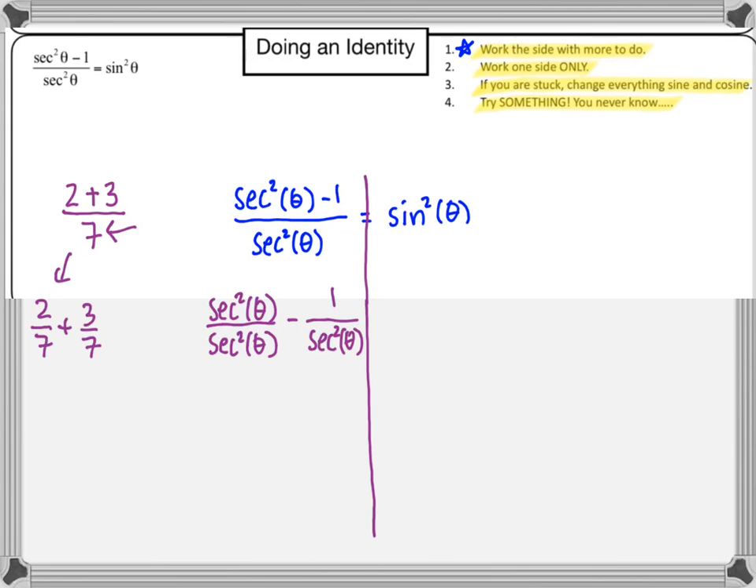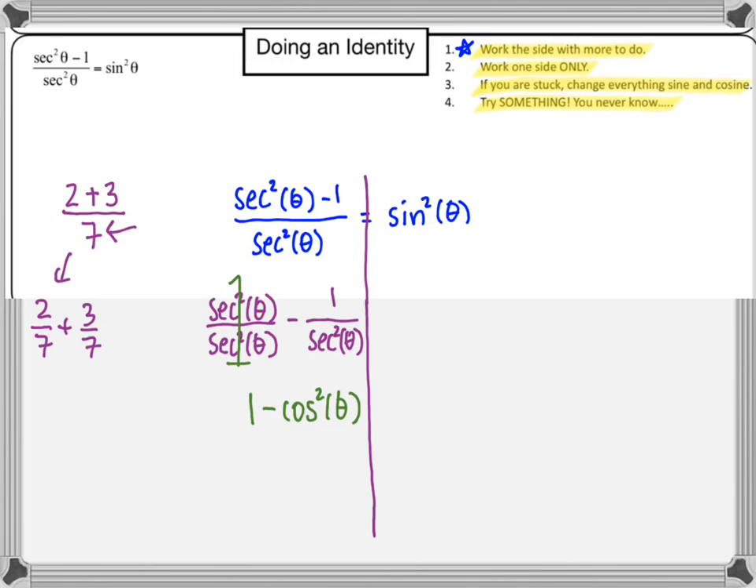So I go over here and I'm like, all right, well, that's good news because I know this is going to give me a 1 because it's divided by itself. And this 1 over secant, I know by definition is going to be cosine. So now I have 1 minus cosine squared theta. Okay, so I'm looking at this thing, and this is where we have to look at this in a clever fashion.